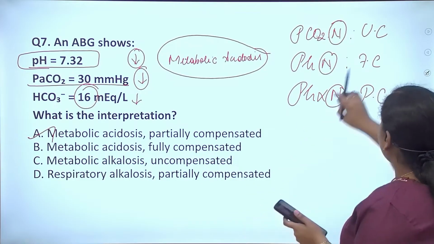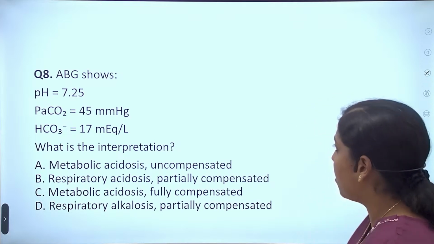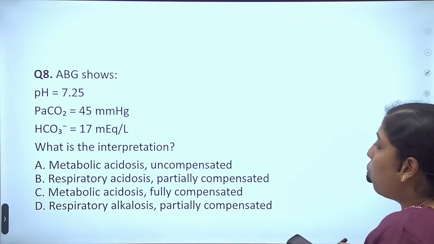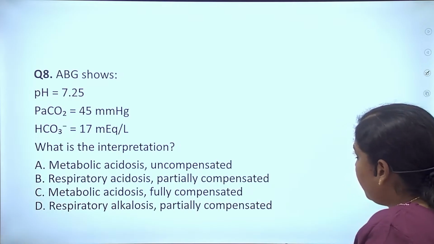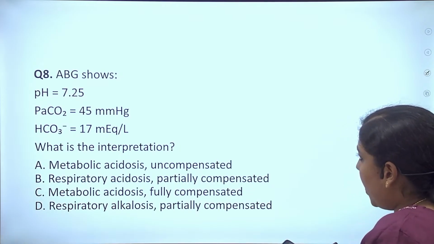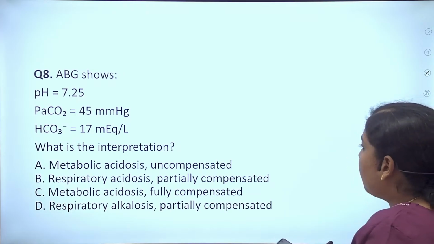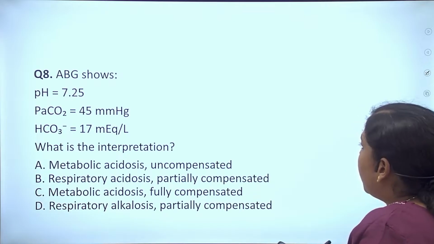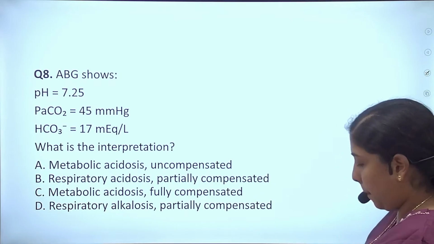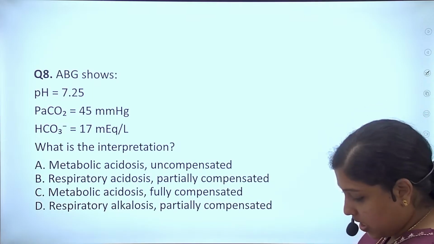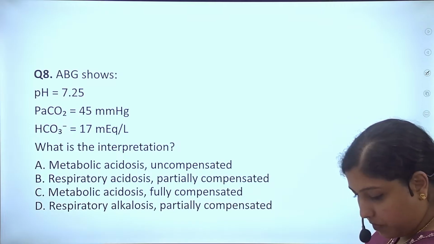Very good. So let's go to the next question. Yes, now your rapid fire starts. Now tell me the answer for this MCQ. The ABG shows pH 7.25, PaCO2 45 mm of Hg, HCO3 17 milliequivalent per liter. What is the interpretation?